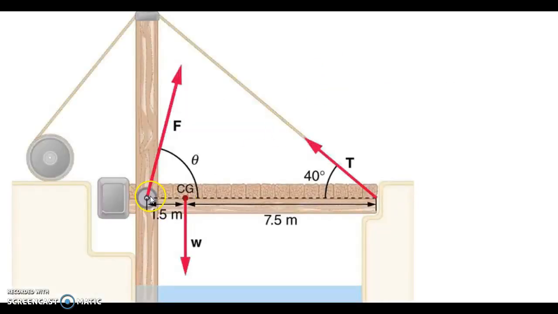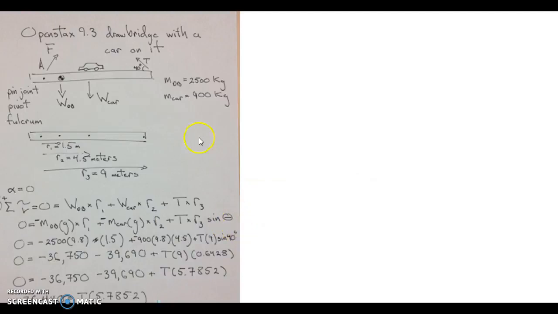So here's our hinge. Here's the center of gravity of the drawbridge itself, and we're going to put a car right there. They said it was right in between the hinge and the cable. The entire span is 9 meters, 7.5 plus 1.5. So that means we're going to put the car 4.5 meters away from the hinge. This is my diagram to summarize what's going on. There's the weight of the car, there's the weight of the drawbridge, there's the tension applied by the cable, and there's the reaction force provided by the hinge joint.